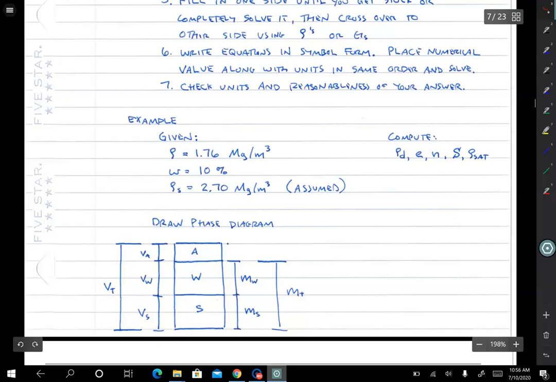I didn't put in the volume of voids. I probably should have a line there for that. Right, there's this one right there would be volume of voids. Then we have the masses on the right side, mass of water and solid in total.